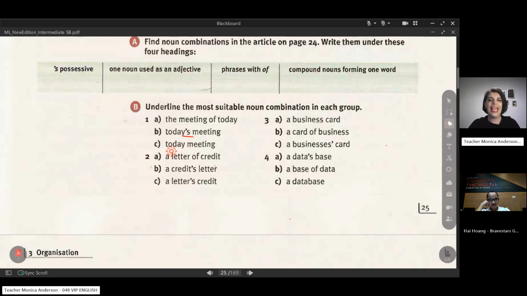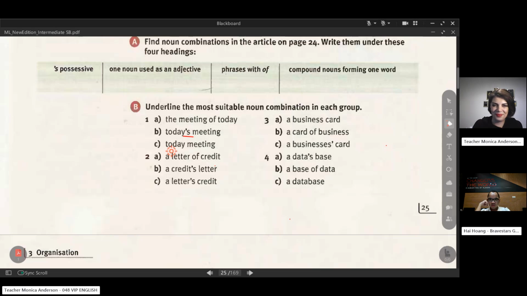When you have today, so today's class, today's lesson, it's better to add the possessive s. Whenever you want to use today with an event or something that happened, like class, lesson, meeting, just add s. Today's meeting. The meeting of today is not good. Okay. Number 2, again, we have three forms. The first form, phrases with of, possessive s, and now let's see which one is the best one.